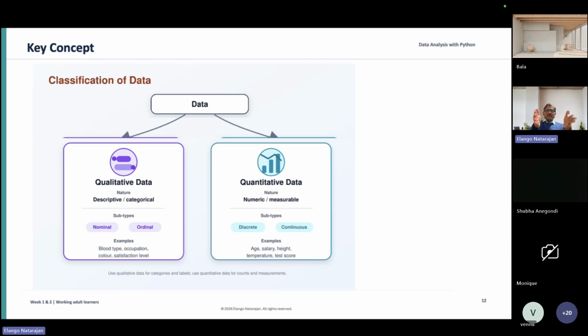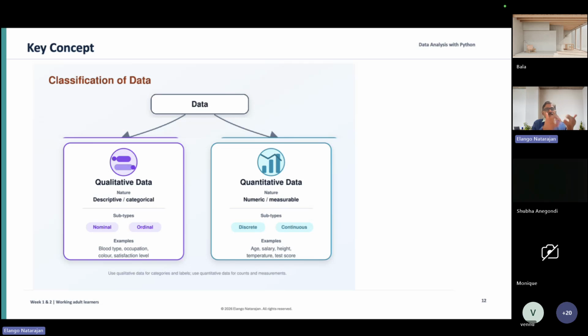As I'm showing in a picture over here, the classification of data. Two important classifications, at the macro level, are qualitative and quantitative. Qualitative is descriptive data. It describes something. For example, if I ask you your blood group, you will say A, O, A plus, A minus. If I ask your occupation, you will say, I'm an engineer. So this is qualitative, a descriptive type. Another is the quantitative type. It's completely measurable numeric values. When I ask you your age, you will say 20, 30, 40, something.